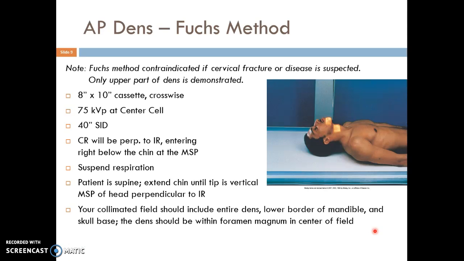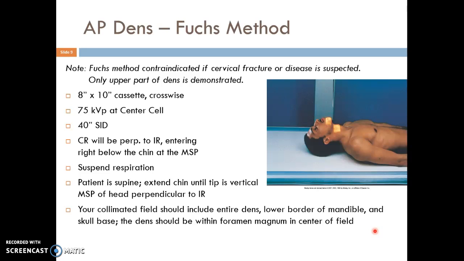method. So the Fuchs method is used if there's a possible cervical fracture or a disease is suspected of the upper part of the dens. You're going to use an 8x10 cassette, crosswise or lengthwise. Your kVp will be set at 75, and we're going to use the center cell of our AEC. We'll use 40-inch SID, centering perpendicular to the image receptor, entering right below the chin through the mid-sagittal plane.